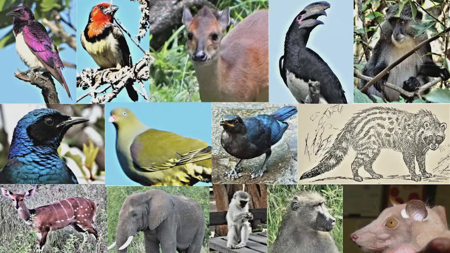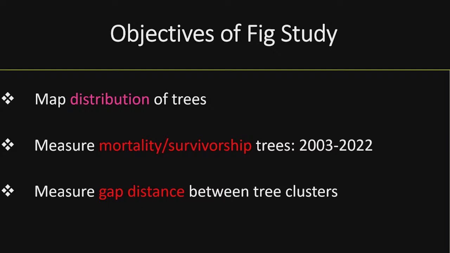Particularly important are 2 species of epauletted fruit bats, trumpeter hornbills. Those species are very good dispersers of seeds. Green fruit pigeons are tied heavily to the fruit crop for their food, but they grind the seeds in a gizzard and are actually seed predators. So the objective of our study early was tied to foraging movements of the epauletted fruit bats, which we radio tracked and have published on. But now I want to talk about the distribution of the fig trees, the mortality and survivorship since 2003, and gap distances between clusters.